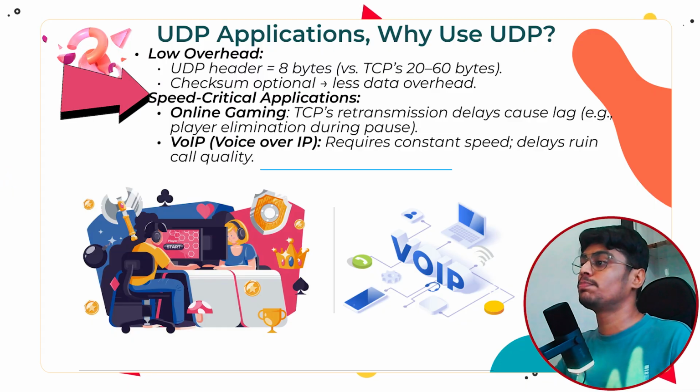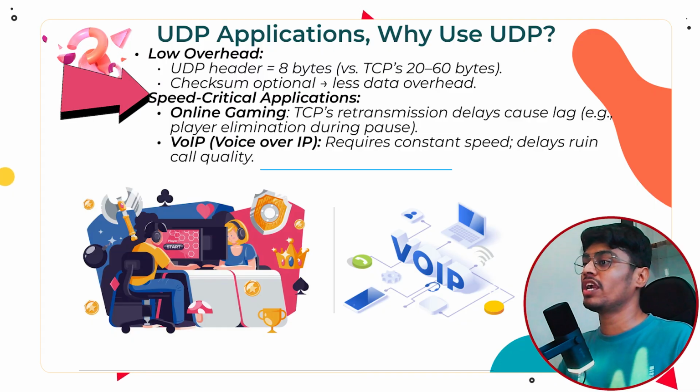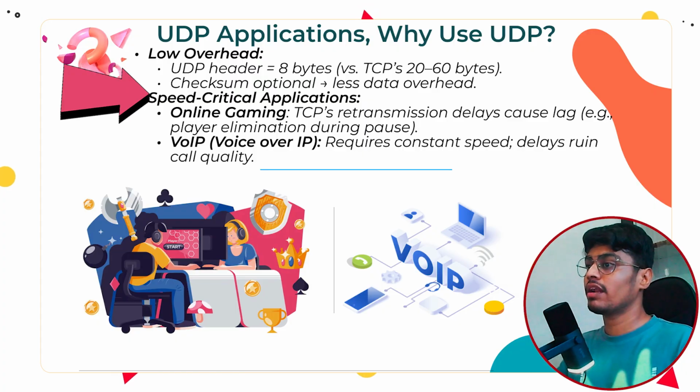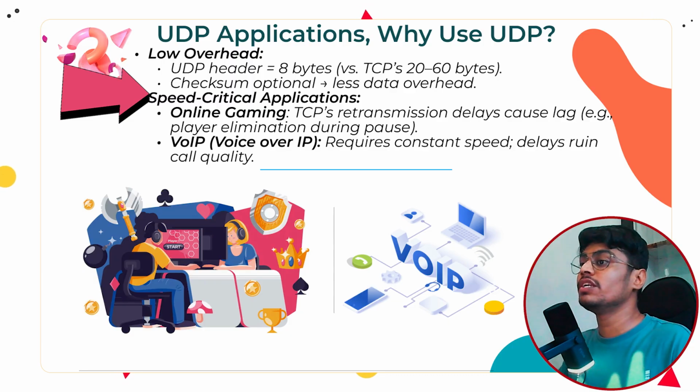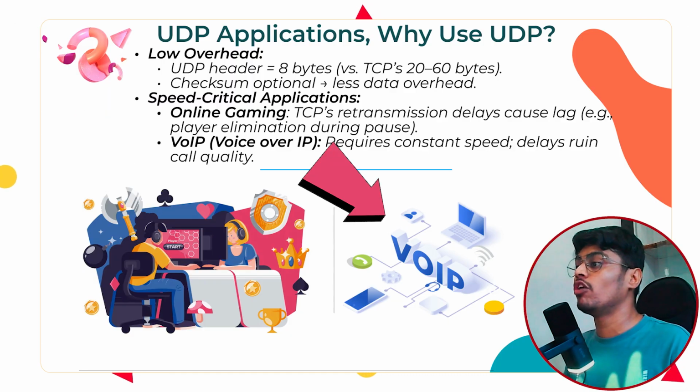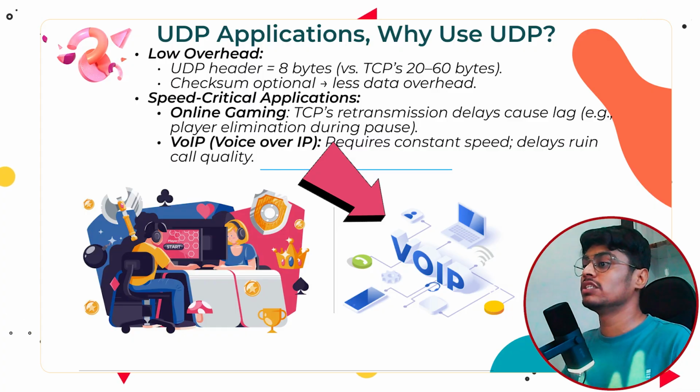Now, the other thing is speed. This is a very important factor. The first one was query based, and now the speed. Wherever I want high speed, I use UDP. Because of less overhead, UDP works faster. What applications need this? Online games or voice over IP. In these kinds of applications, speed matters.